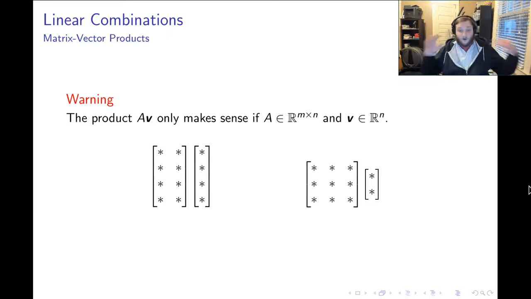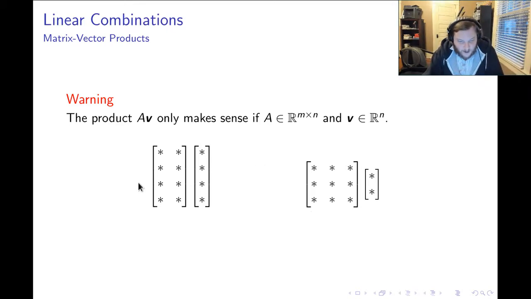Now, again, there's a word of warning, because it only makes sense to take a matrix and multiply by a vector if the number of coordinates inside of that vector matches the number of columns of the matrix. So here we have sort of two shapes that we might try to multiply together. Let's talk out whether or not these make sense.